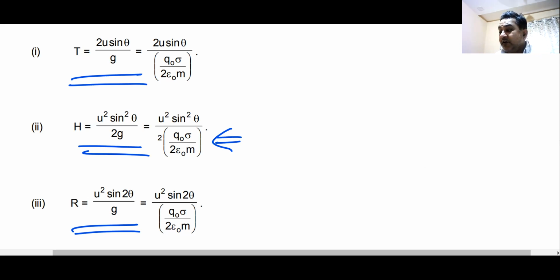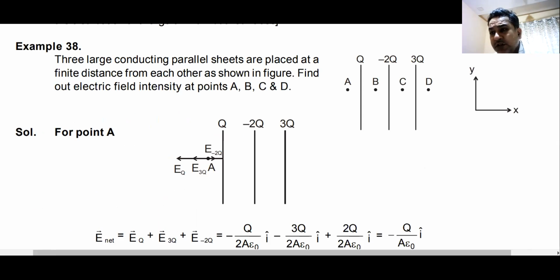Now, once you know the electric field due to one sheet, now you can do this question. If there are three conducting parallel infinite sheets at a very small distance, what is the electric field at point A, B, C, and D? How will you do a question of this type? Now, there are two ways of doing this question. The first way is to find out the charge on each side of the sheet. That becomes long. You find the charge on this side, this side, this side, this side, and this.